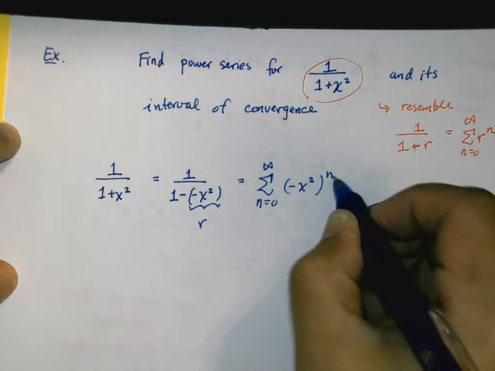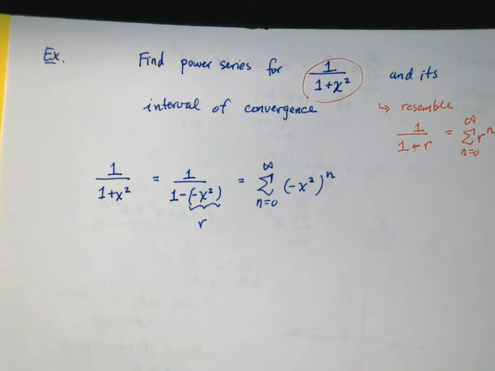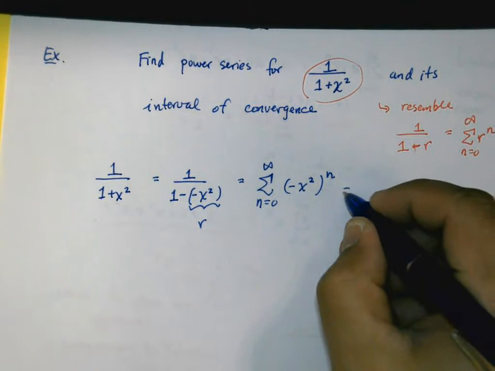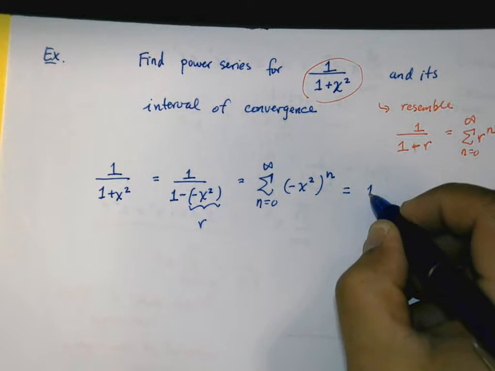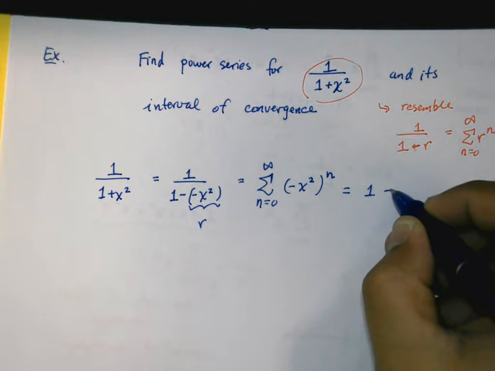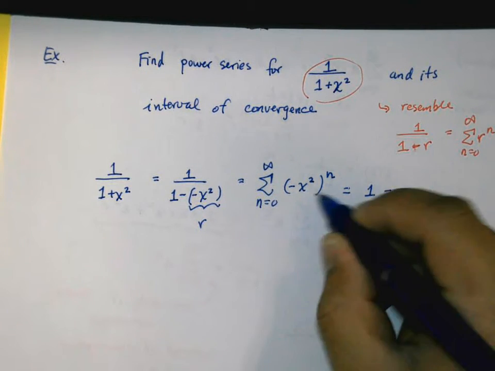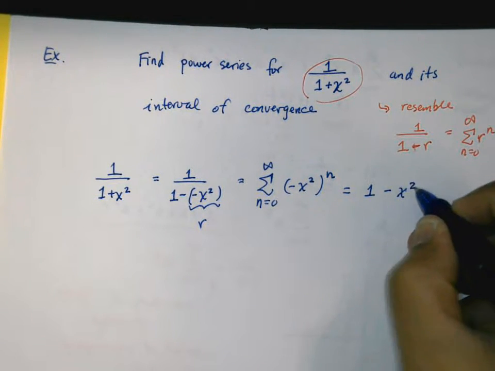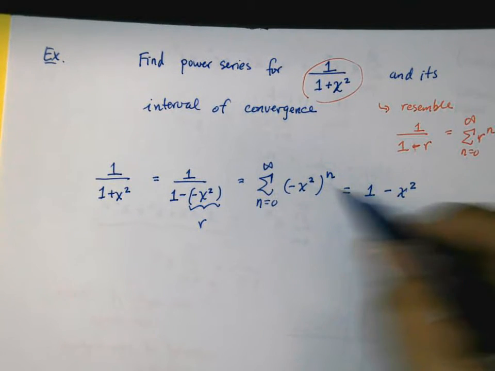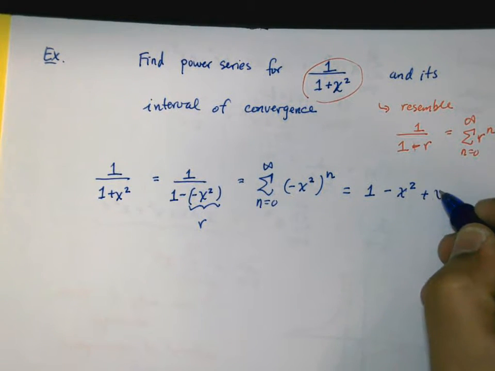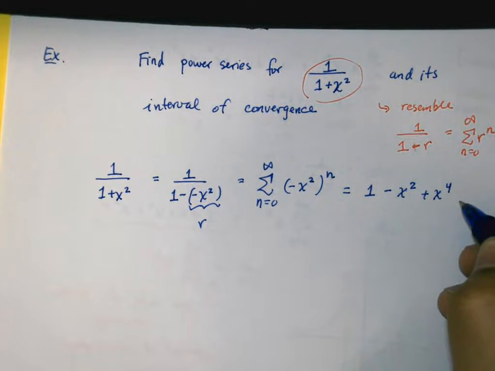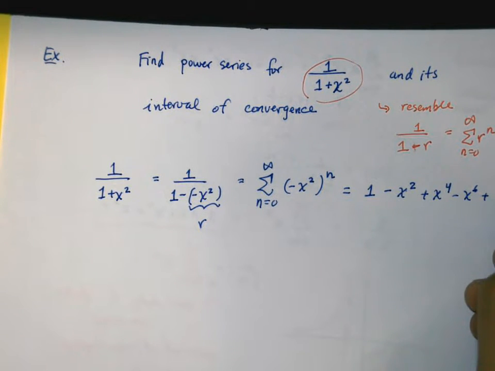to the nth. And if we want to write out a few terms, that's not too difficult to do either. When n is equal to 0, this thing is just 1 plus, when n is equal to 1, this is just negative x squared. The next term after that, when n is equal to 2, this is positive x to the 4th. When n is equal to 3, you get negative x to the 6th, and so on.